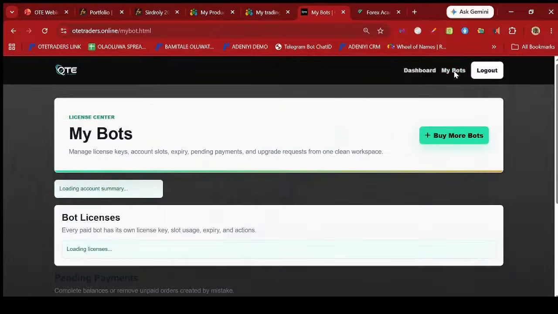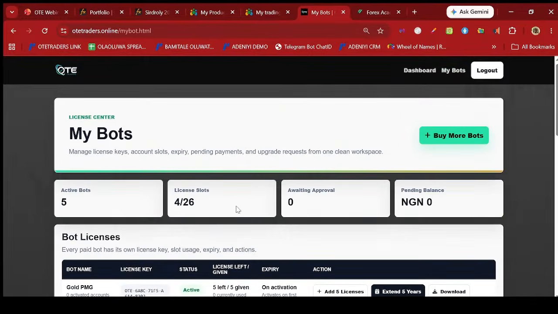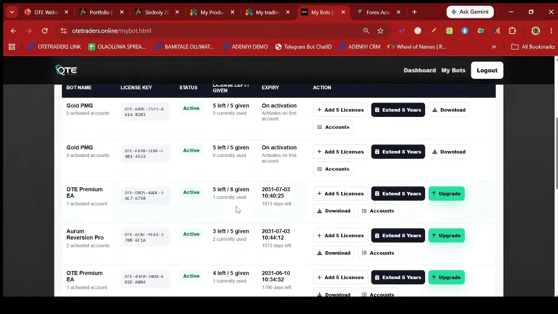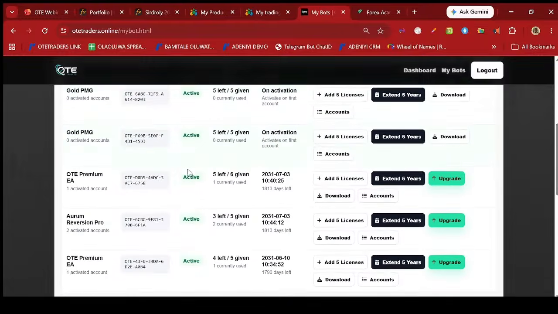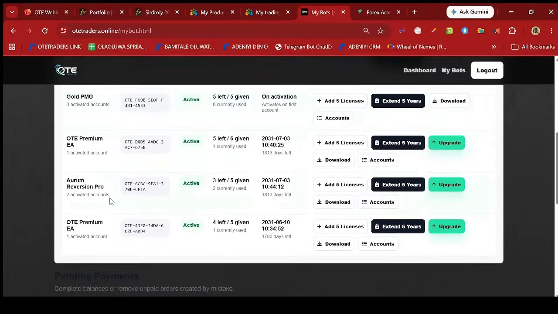This is what I want to show you. You go to my bot, and this is a new server where we are moving all our clients to. We've started moving some of them, and the new people are on this server. This is a different server that we use. Before now, we did most of the things manually, but now we are fully automated.